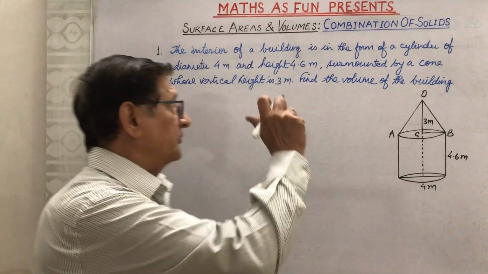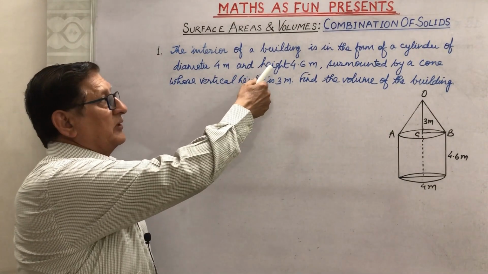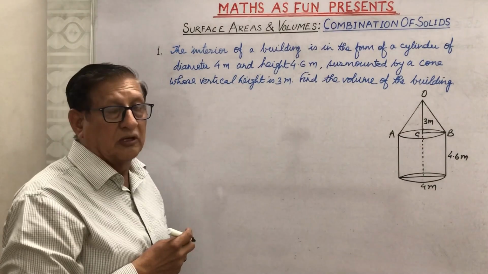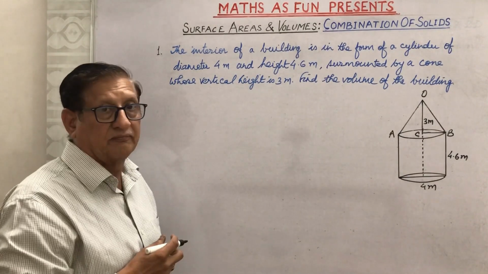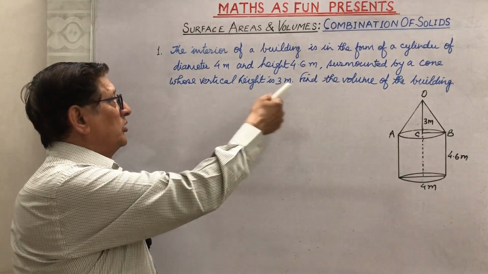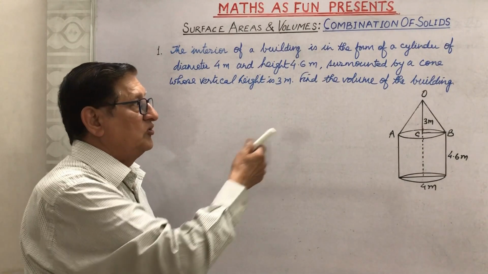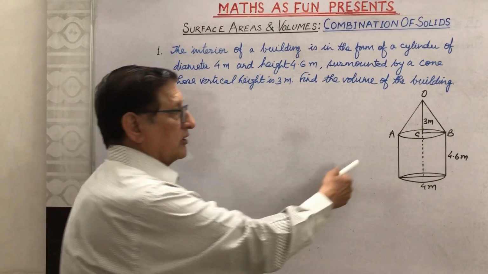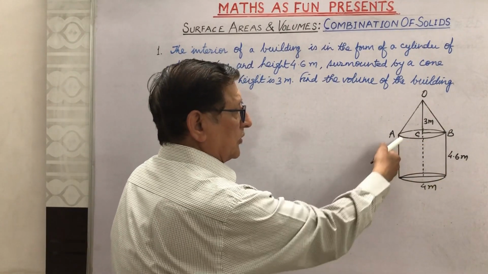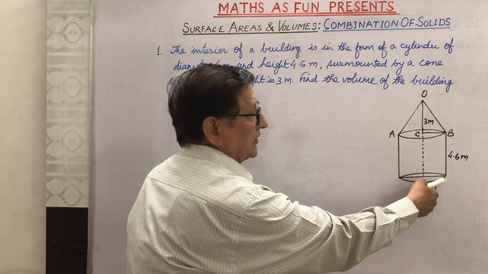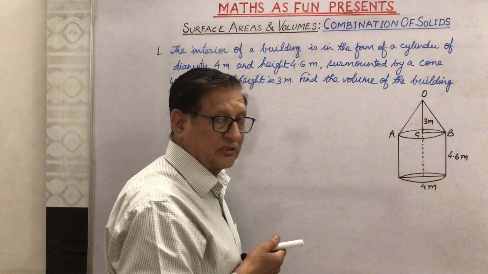And the first example here is: the interior of a building is in the form of a cylinder of diameter 4 meter and height 4.6 meter, surmounted by a cone whose vertical height is 3 meter. Find the volume of the building. We draw a diagram of it. The lower part of the building is a cylinder whose diameter is 4 meter and the height is 4.6 meter.